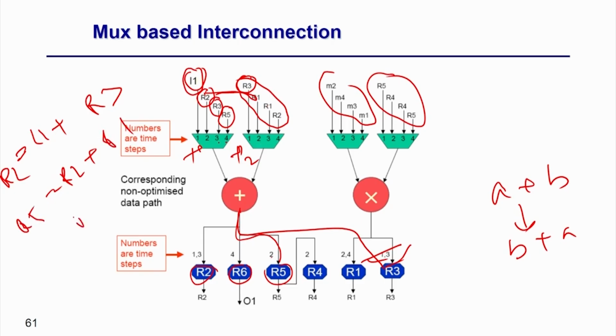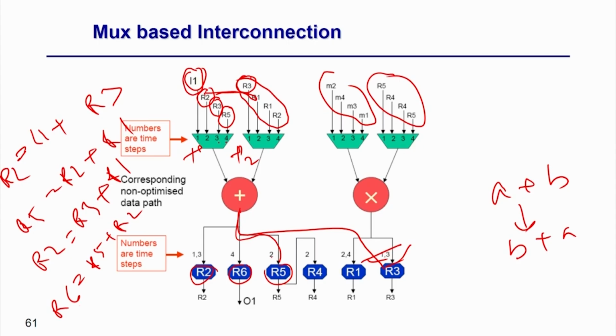In time step 3, I am doing R3 plus R1 and storing it in R2. In time step 4, I am doing R5 and R2 and storing into R6. So, these are the 4 operations I am executing here. Similarly, it can be done here; I am not going into that detail.